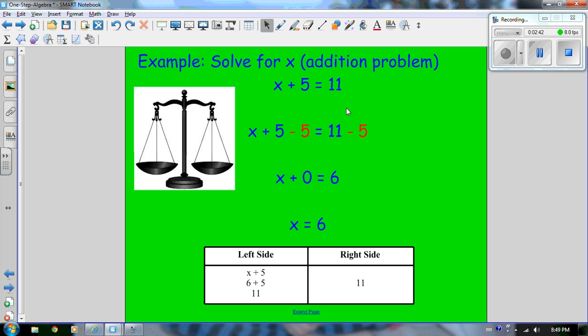And the right side, again, the original question here was 11, and we find out that our left side equals our right side, which means we know we're right.